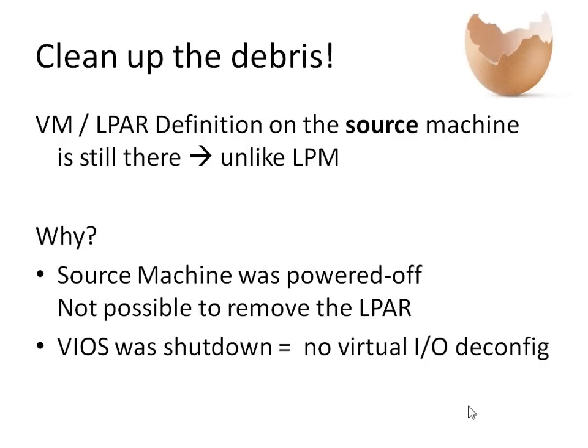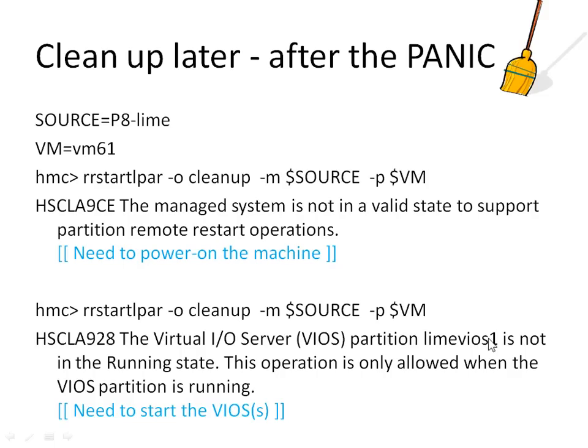It was powered off, so we can't actually change the details of the LPARs, and the VIO server was shut down, so we can't do that part either. Now if we did try to do that and ran the command to do the cleanup operation and the machine was down, we get an error message saying the machine is not in the right state, we need to power it on. If we then tried it again and the VIO servers aren't running, it will say no, we can't do that because the VIO servers aren't there. I need to communicate to those to detach the resources to the LPAR we're trying to delete.